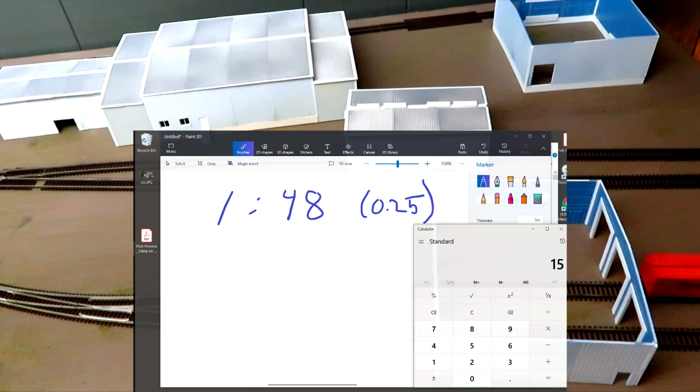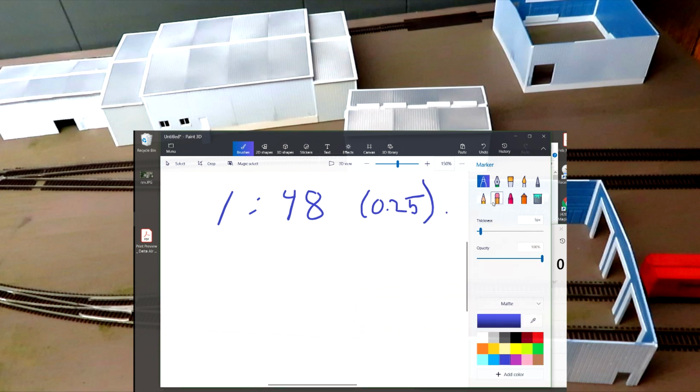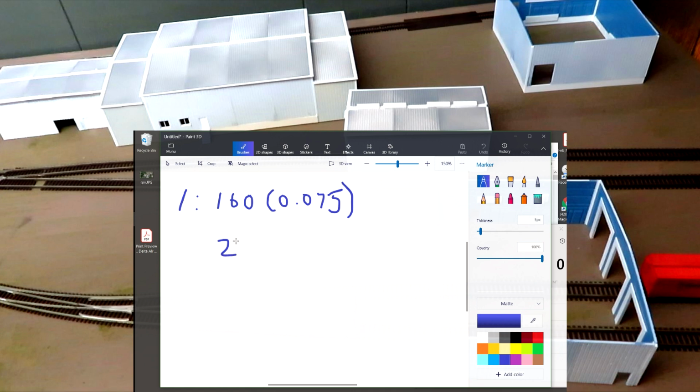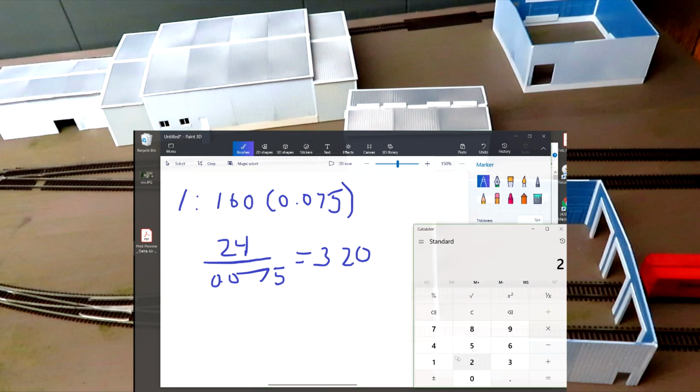So going back to N scale with a ratio of 1 to 160, let's say we want to do some other conversions, just the opposite conversions. Let's say we have a 24-inch space on the layout. We could then divide the 24 inches by 0.075. That would be equivalent to 320 feet. Or 320 times 0.075 equals 24 inches.